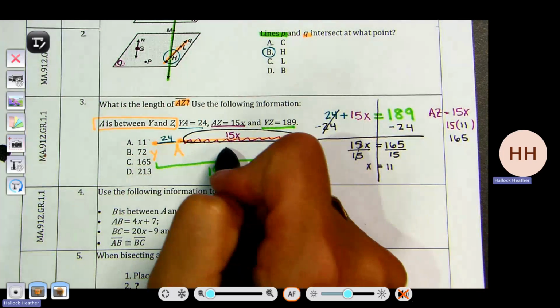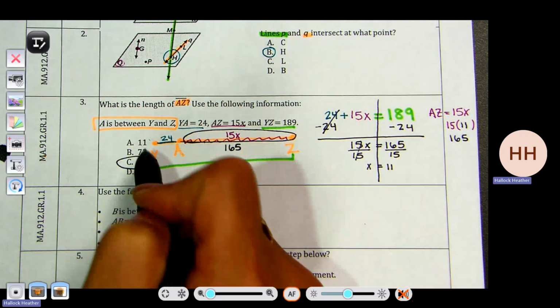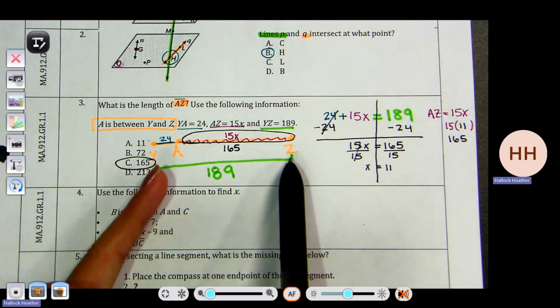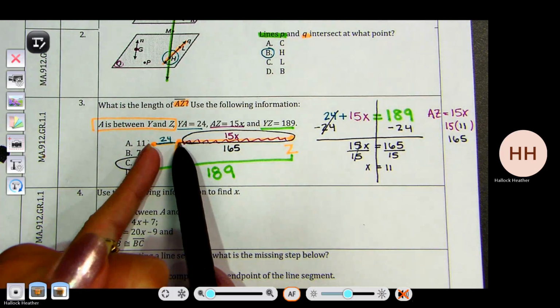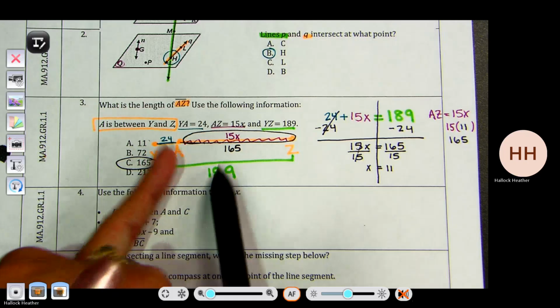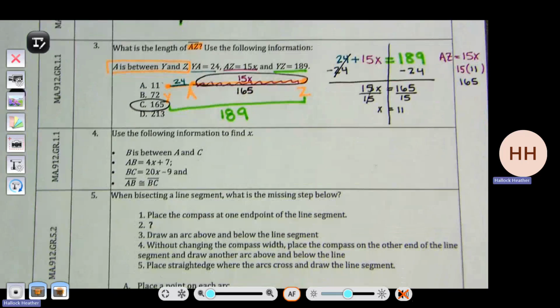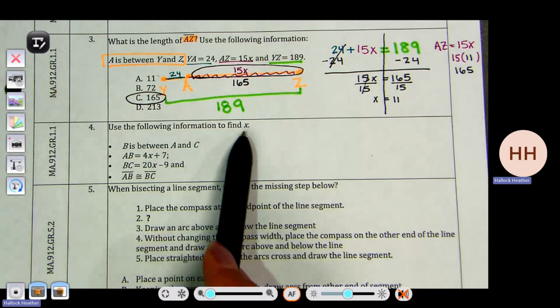So this length is 165. I also just thought about an easier way to do this. If the whole thing's 189 and this is 24, you could just subtract these and you get 165. So that will also give you that. That's way easier.